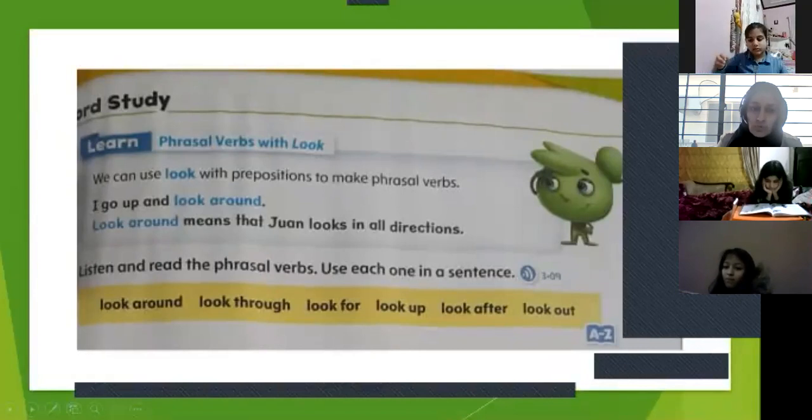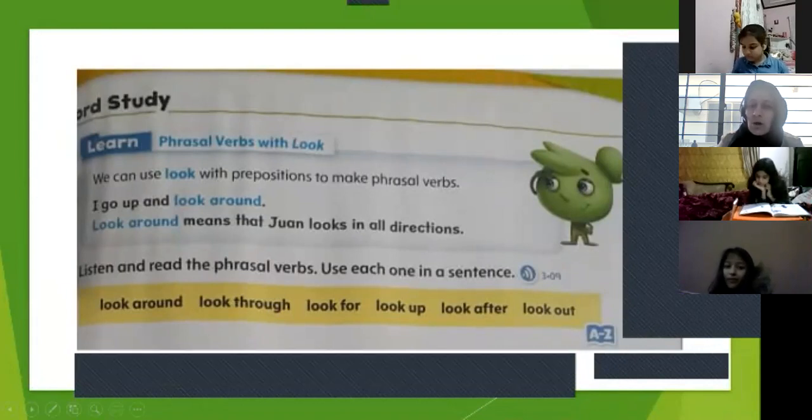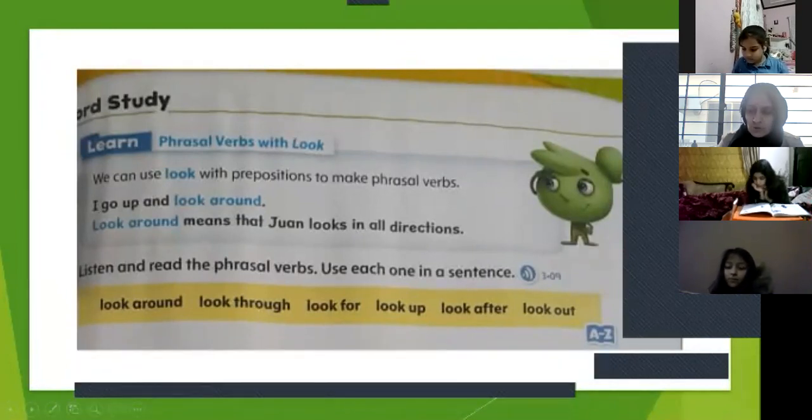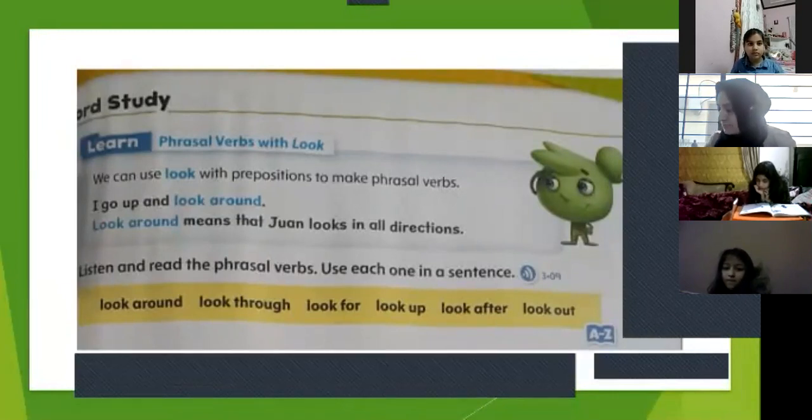We can use look with prepositions to make phrasal verbs. They have used the prepositions here with the word look, and they are making a new word, and the meaning gets changed when the prepositions attach to the word look. So I go up and look around. Look around means that Joanne looks in all directions, right? Here are some of the words given to you. One by one, I will tell you the meanings of these words, okay?